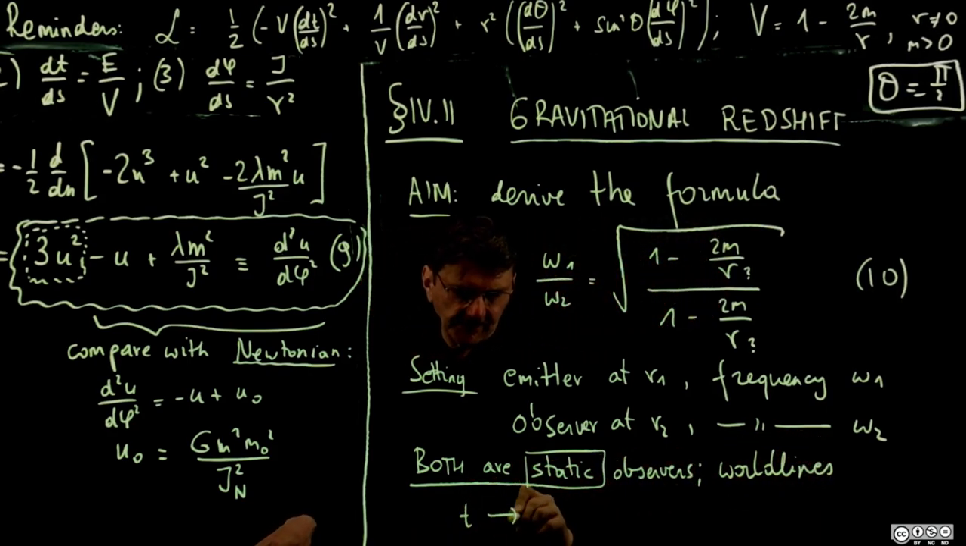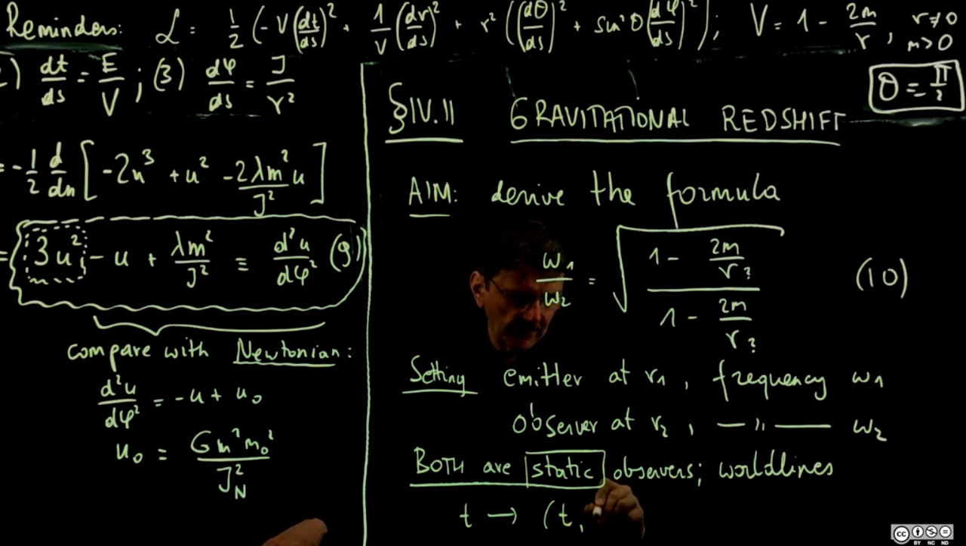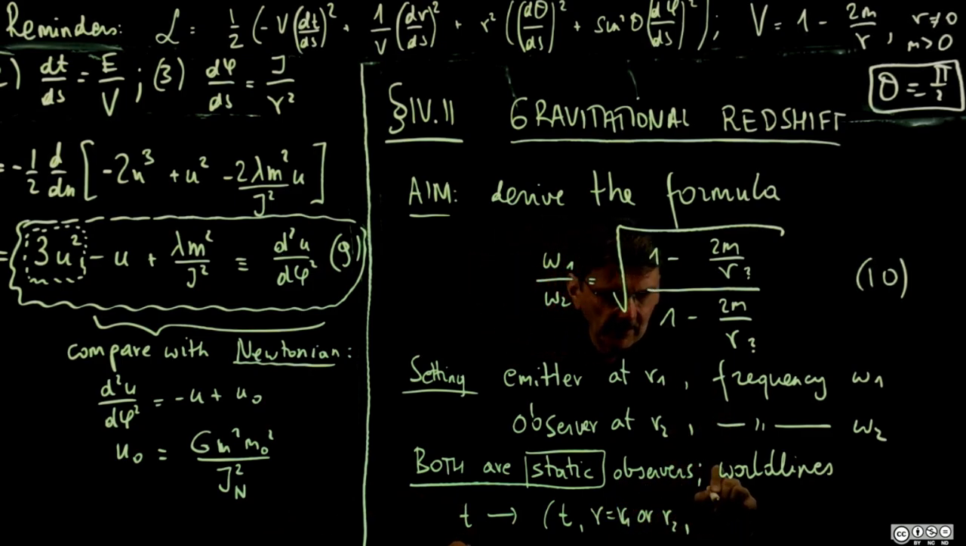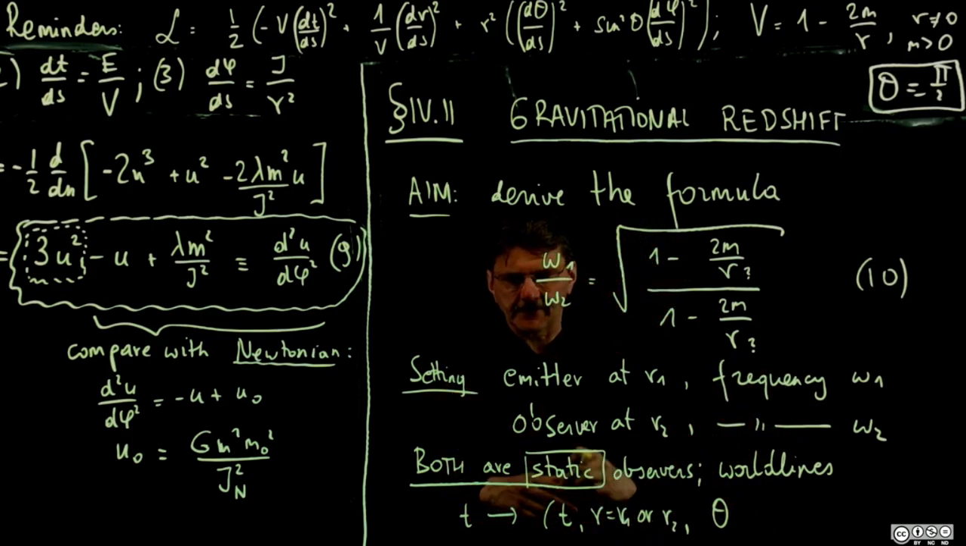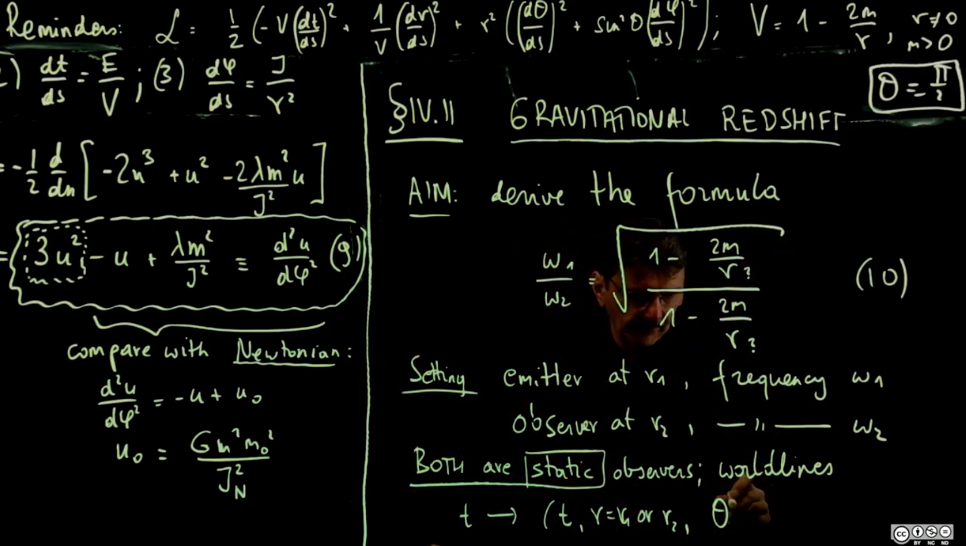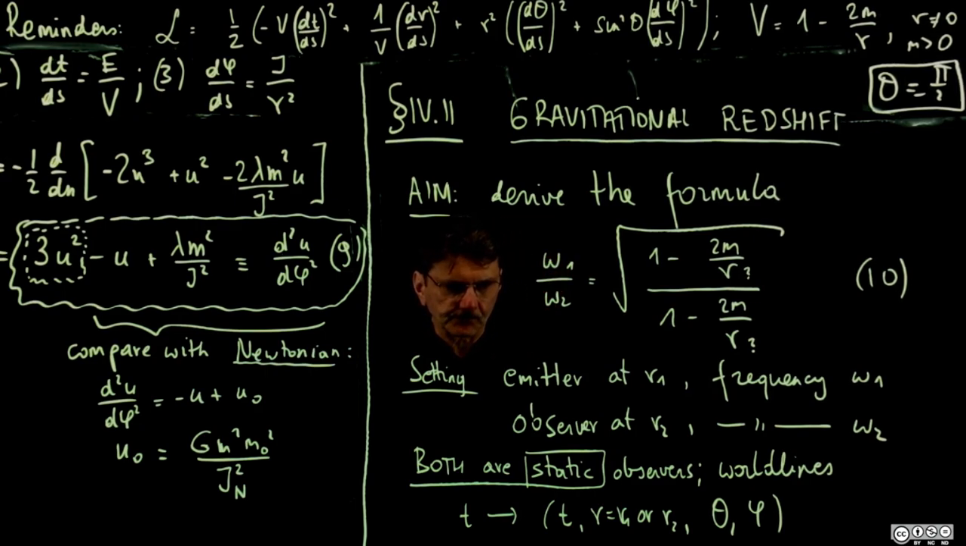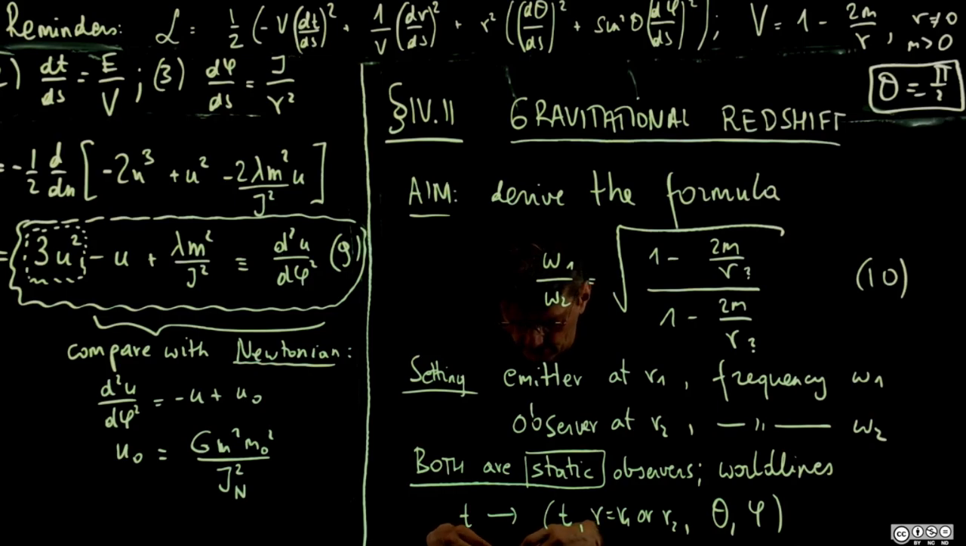I can parameterize them by t, so we get r equal to r1 or r2, and the angle theta is the same. Okay, so just for simplicity, theta is the same angle for both. Let's see. Probably not need this equation 9 today, so let me just erase this.